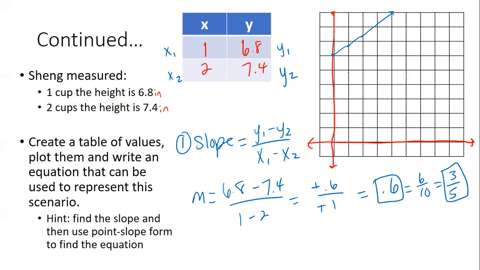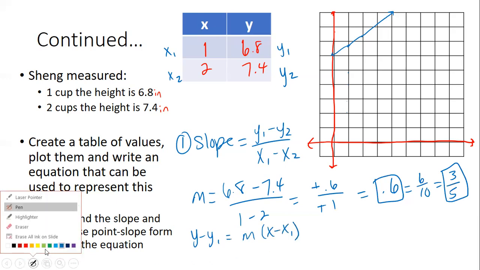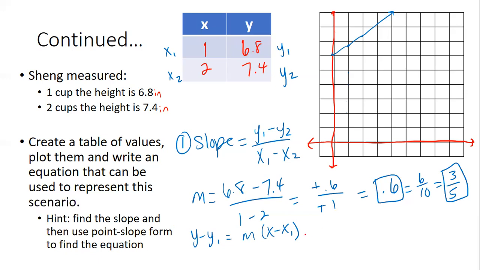All right. So now we're going to find our equation. To find our equation, notice how we have a point and a slope, right? We actually have 2 points that we can choose. So we can use our points and our slope to help us find it. So we're going to use point slope. Remember, point slope is y minus y1 equals m times x minus x1. So I'm going to substitute everything I know.